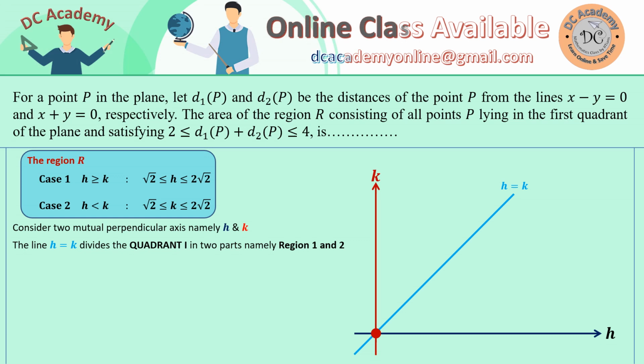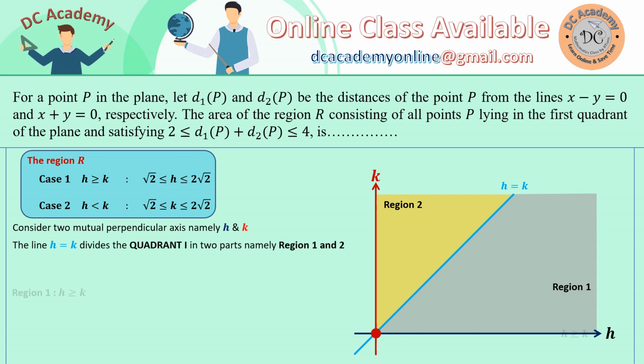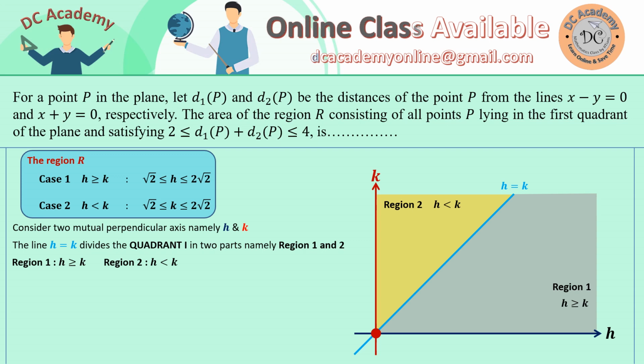Now obviously, this line h equal to k divides the first quadrant into two parts, region 1 and region 2. So this is region 1 and the next one is region 2, right? In region 1 it is obvious that h is greater than or equal to k, and in region 2 h is less than k. If you don't understand that, take an arbitrary point in region 1 and region 2, check the coordinates and get it done. Let's go ahead.